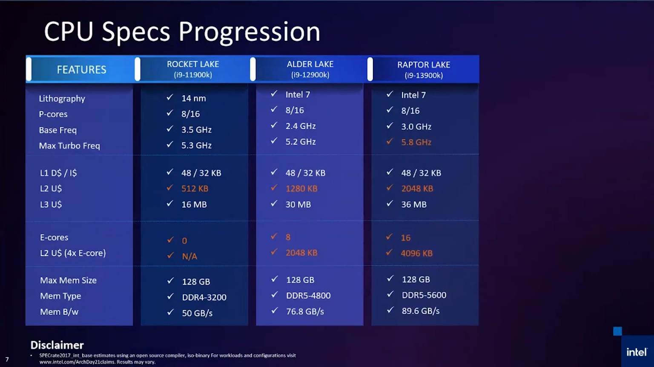And then our second generation moved on further, with the P cores now clocking at 5.8 gigahertz, the L2 cache for the P cores increasing to 2 megabytes, and again a doubling of the actual E cores to 16, with those blocks of 4 now getting 4 megabytes of L2 cache each.